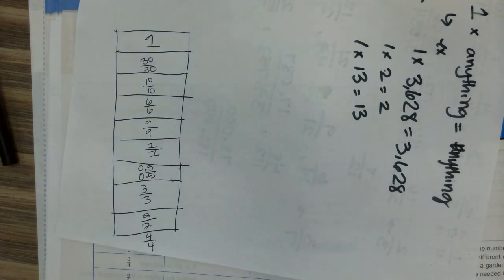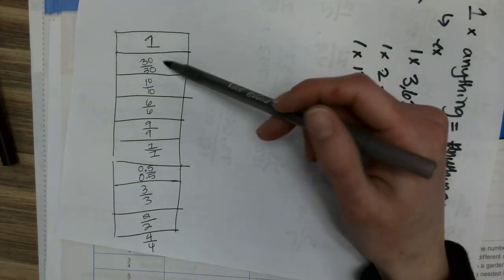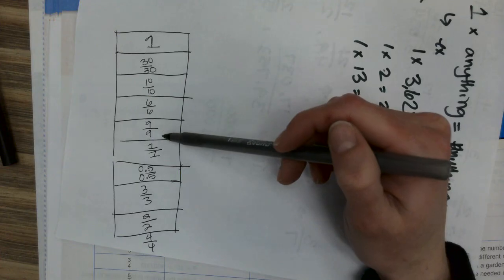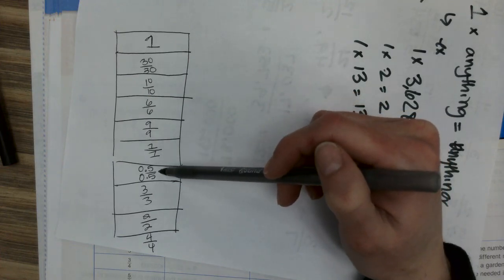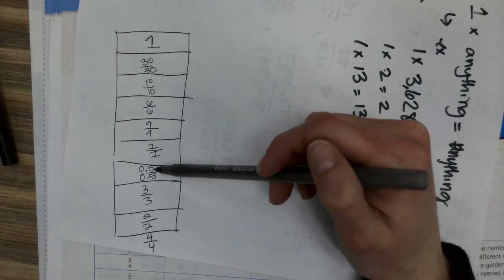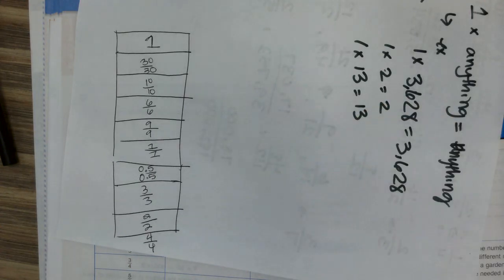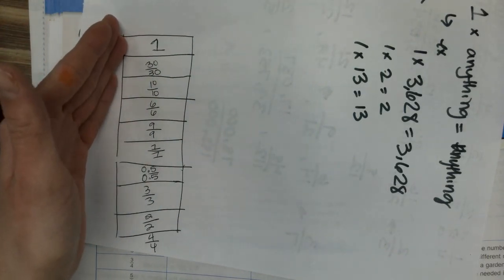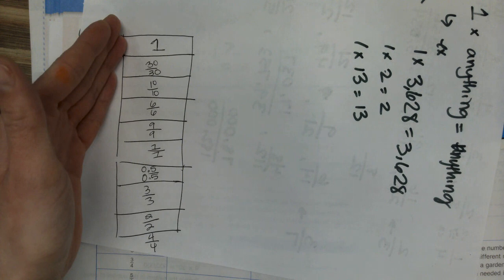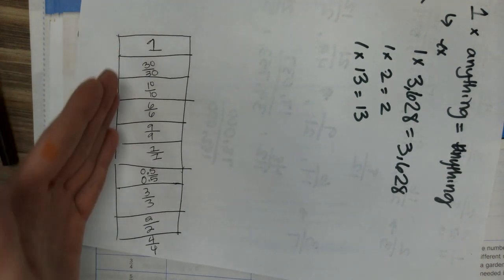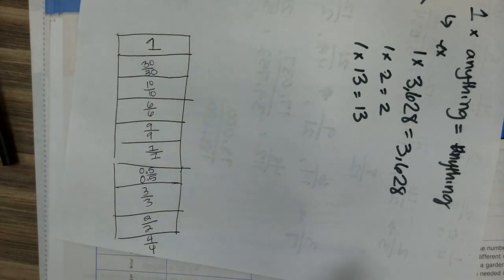Okay. So finding equivalent fractions, I can start out just with 1, knowing 30 30ths, 10 tenths, 6 sixths, 9 ninths, 1 over 1, 5 tenths, 5 tenths, 3 thirds, 2 halves, 4 fourths. Okay, all of these are equivalent fractions for 1. So it's just thinking about how I can take my numerator and denominator, multiply them by a different factor, and get equivalent fractions.